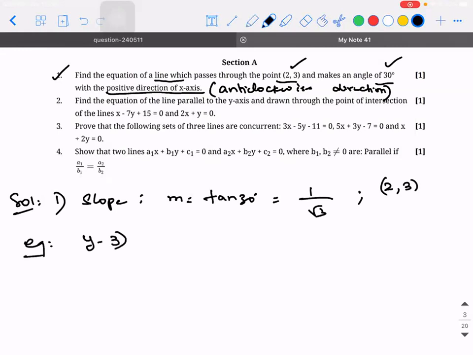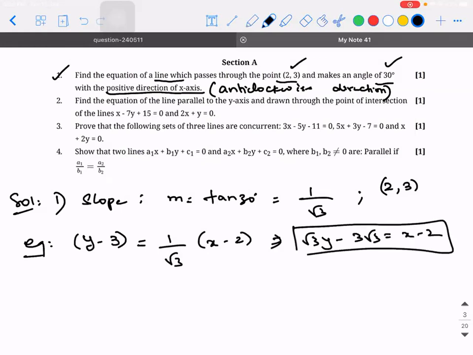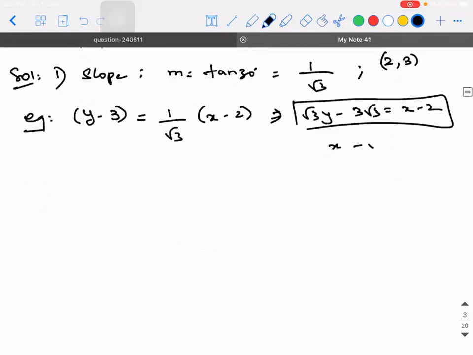y minus y1 is equal to m into x minus x1. What is the value of x1, guys? 2, sir. Which implies root 3 y minus 3 root 3 is equal to x minus 2. You can actually simplify this and write it as x minus root 3 y minus 2 plus 3 root 3 is equal to 0. This is also accepted.